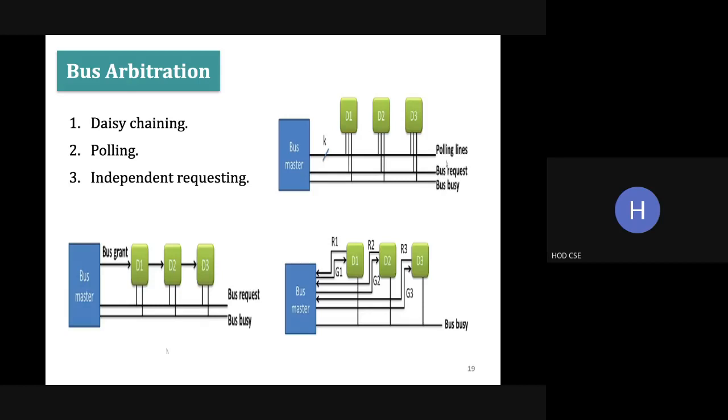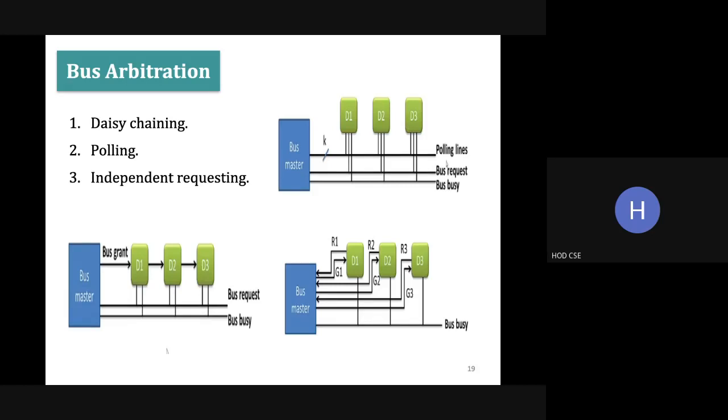Yes, Kaushika. Okay, fine. So first we are seeing about the multiprocessor configuration. That is coprocessor, closely coupled configuration, and loosely coupled configuration. Next, for effective data transfer between the CPU, memory, and I/O devices, we are following the technique that is bus arbitration. In this, we have three methods: daisy chaining, polling, and independent request.